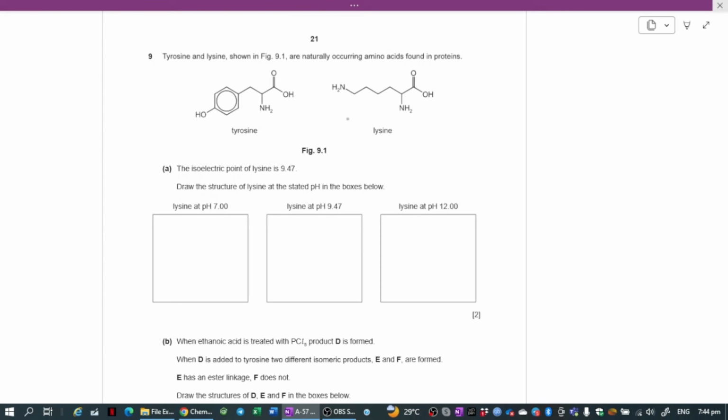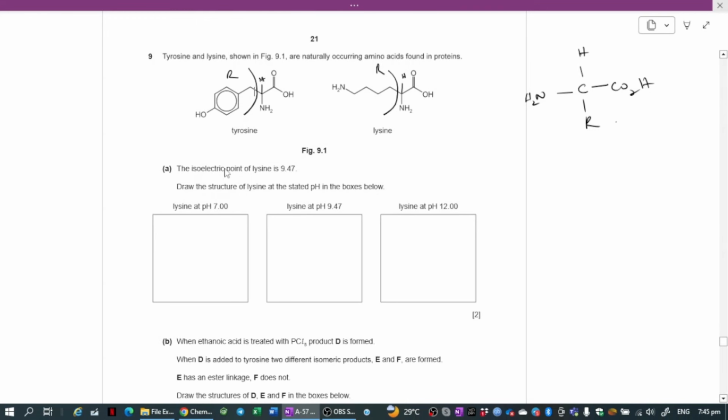So remember the general structure of an amino acid. You have a carbon bonded to an acid group, bonded to an amino group, bonded to hydrogen, and bonded to an R group. So in this case, this here is our R group, and this here is also our R group, right? Because this is our proton coming out here.